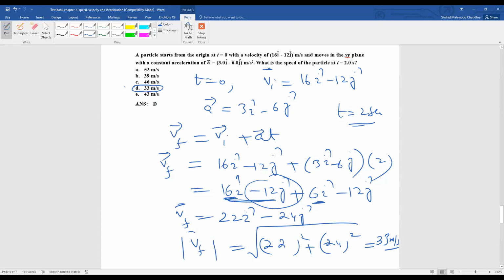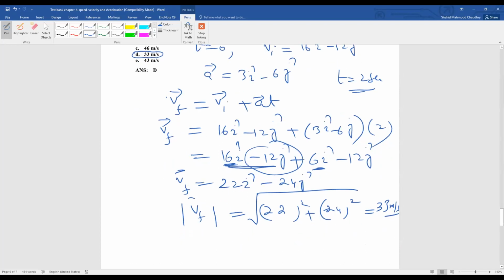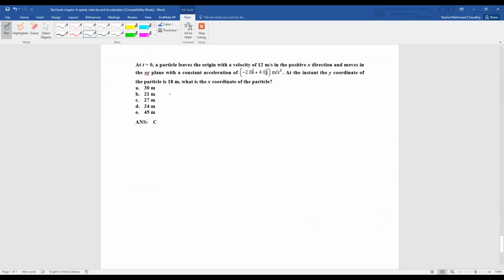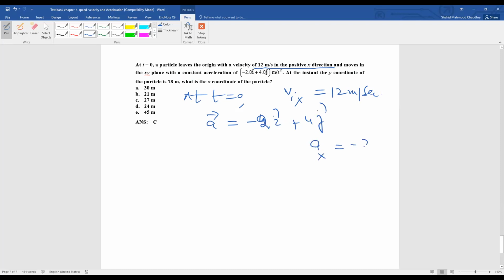You can solve like this. Okay. After this, at t is equal to 0, a particle leaves the origin with a velocity of 12 meter in the positive x direction. So this is important. So at t is equal to 0, again, this is x direction. It means it is Vix, so 12 meter per second. And it moves in the xy plane with a constant acceleration. Constant acceleration is minus 2i plus 4j. So here you can see that Ax is minus 2 and Ay is 4.